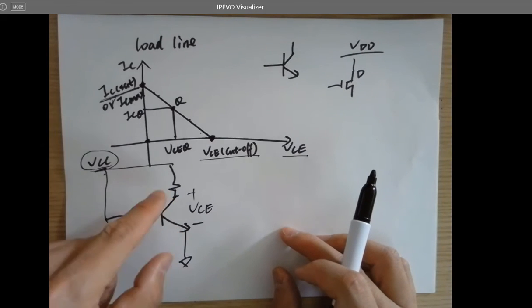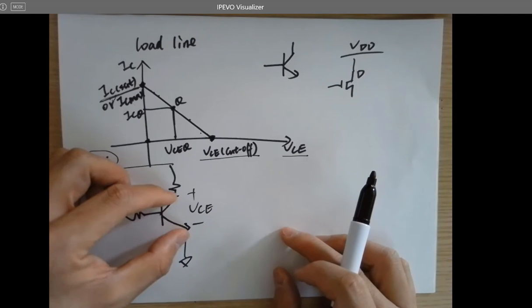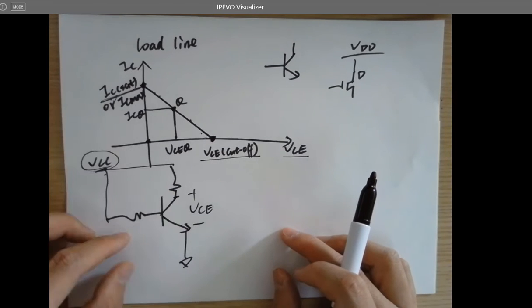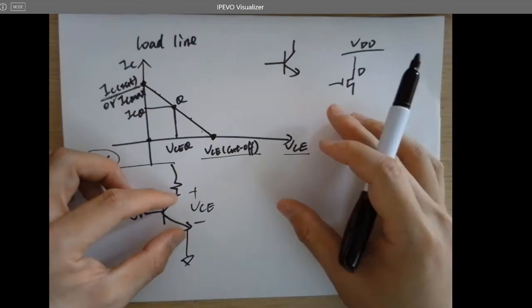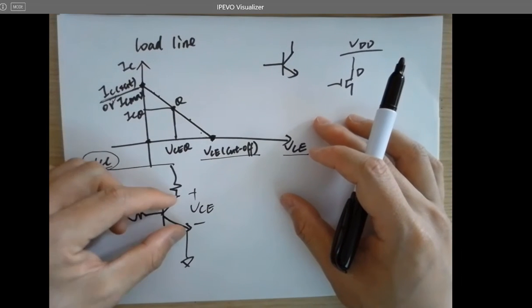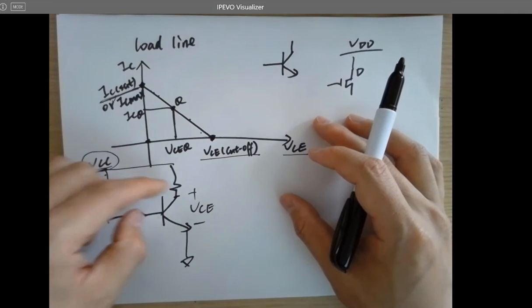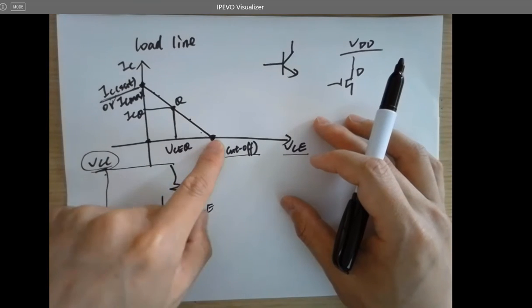Possibly. If you totally turn it off, IC can be 0. If you turn it off, there won't be any ICs. There probably will be some leakage current flowing through the junction. But whenever IC is 0, VCE is what?